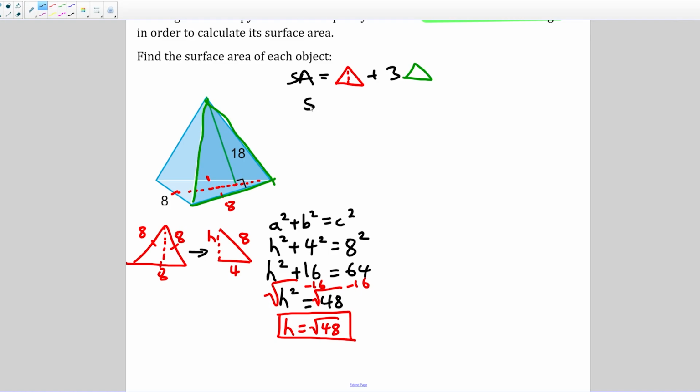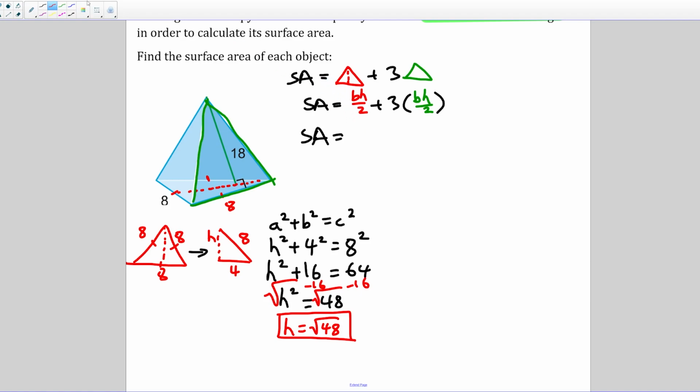So now we can go ahead and work this into our formula. I've got my base times height over 2 for my red triangle, plus 3 of these green triangles, base times height divided by 2. And we can now substitute everything that we know. So the base of my red triangle is, of course, 8.